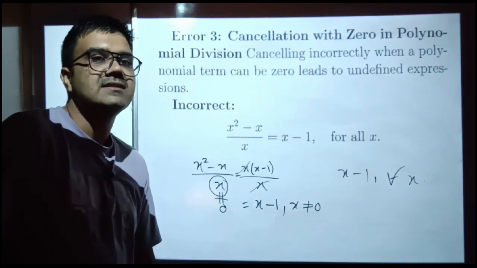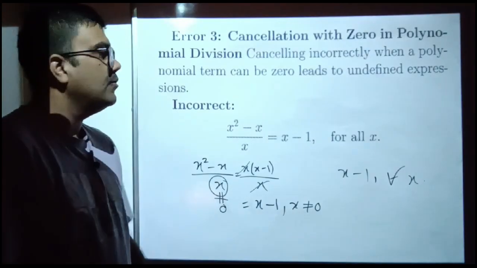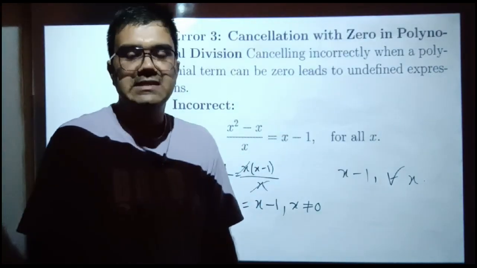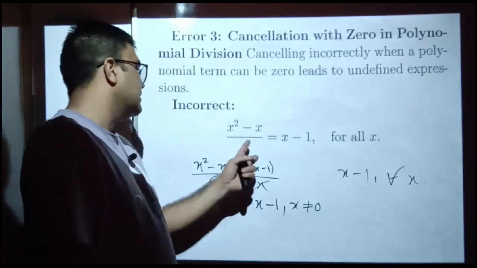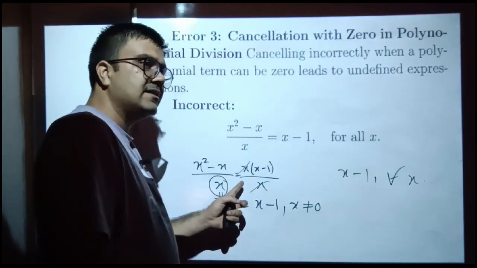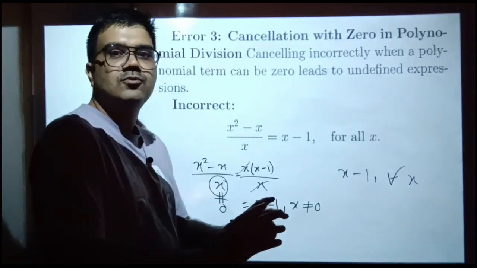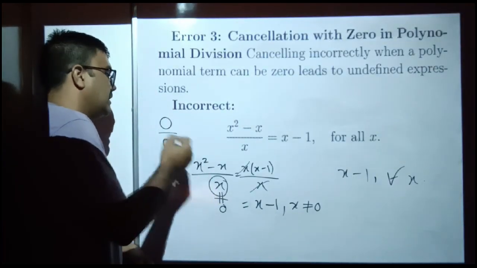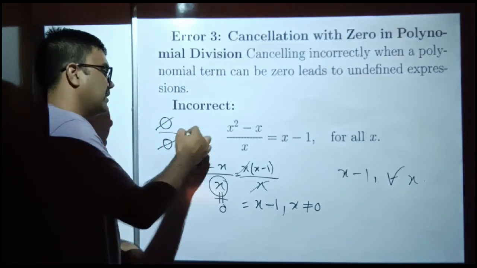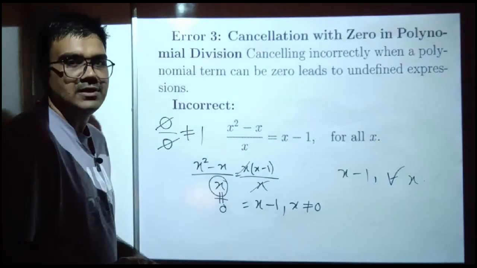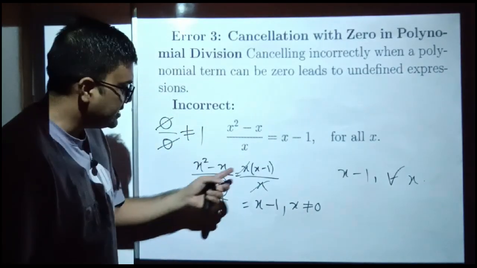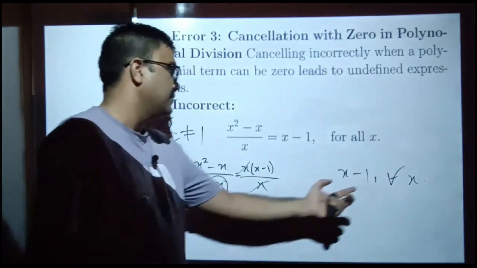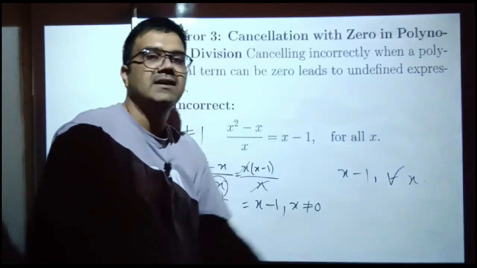So whenever there is a polynomial division, always keep in mind that the denominator should never be equal to 0. Second, whenever you are cancelling terms, you are assuming that those terms are not 0, because you cannot cancel 0 by 0 and write it is equal to 1. You cannot do it like this. That is why we have the condition here, x is not equal to 0, and this is something different.